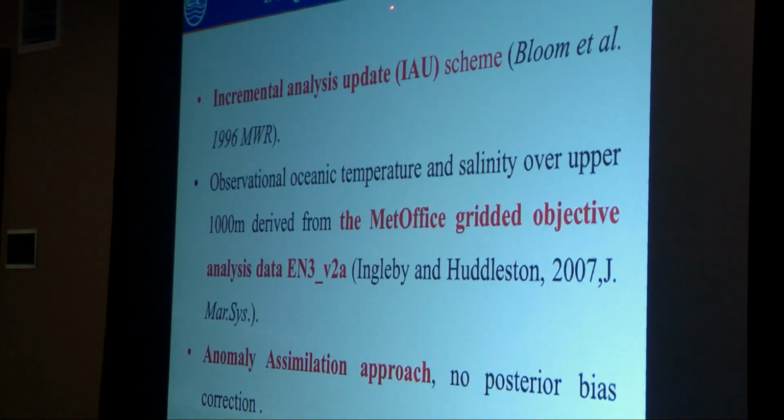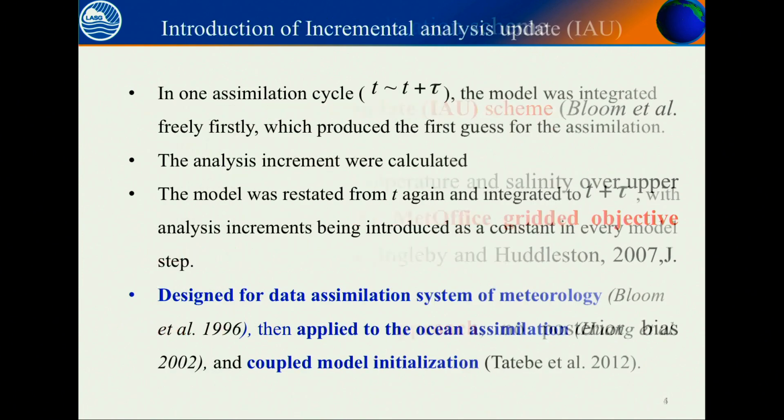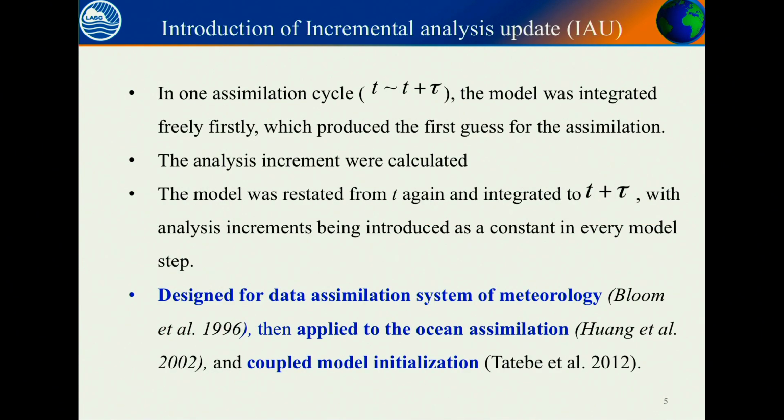For the design of the initialization scheme, we use the so-called IAU scheme. For the observational data set of the ocean, we use the Met Office Objective Analysis data version EN4 V2A. We have used the anomaly assimilation approach, so there is no treatment of bias correction in the post-analysis. This kind of IAU method is designed for the data assimilation system of meteorology and then applied to ocean assimilation and later used in the coupled model initialization.